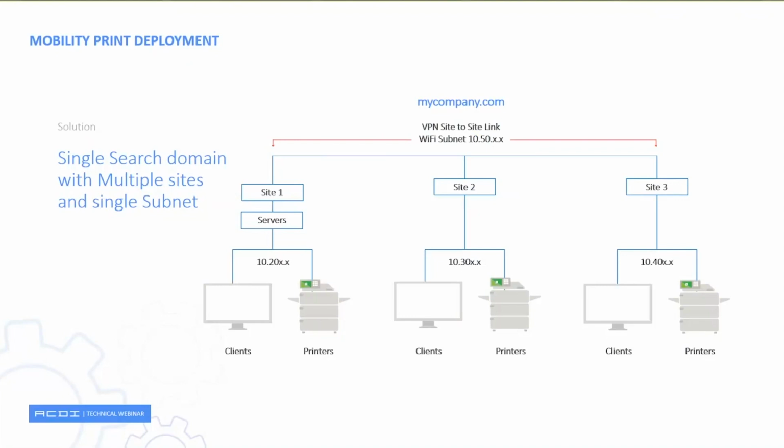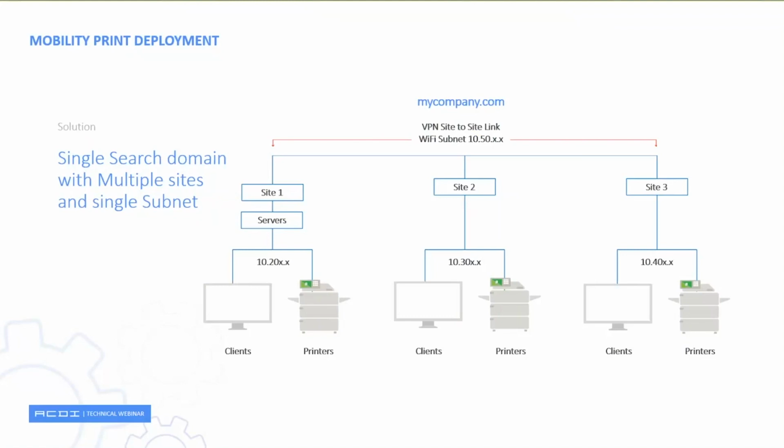Queue is advertised as //server name/print queue name. Server name could identify the site at which it resides, like Site 1 print server /find me, Site 2 print server find me, Site 3 print server find me.